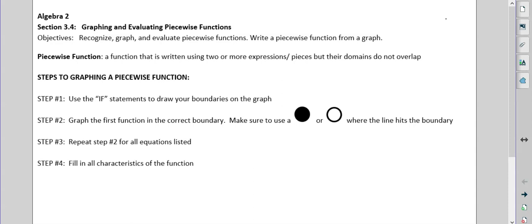So we're going to use the if statements to draw your boundaries on the graph. Graph the first function in the correct boundary. Make sure to use solid dot or open dot where the line hits the boundary. Repeat step 2 for all equations listed. Fill in the characteristics of the function.